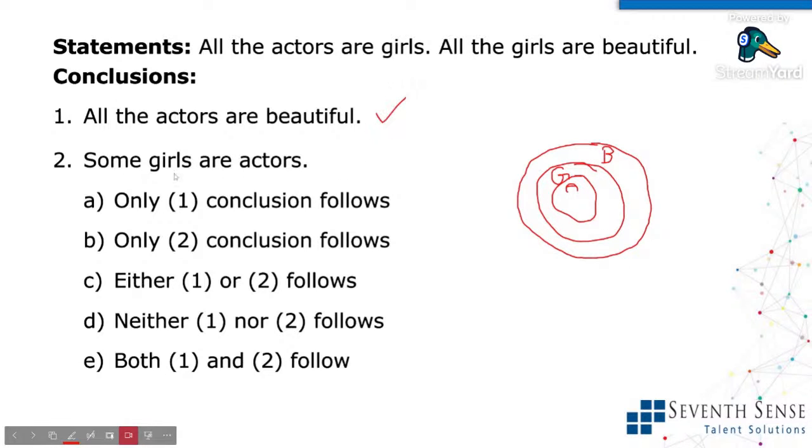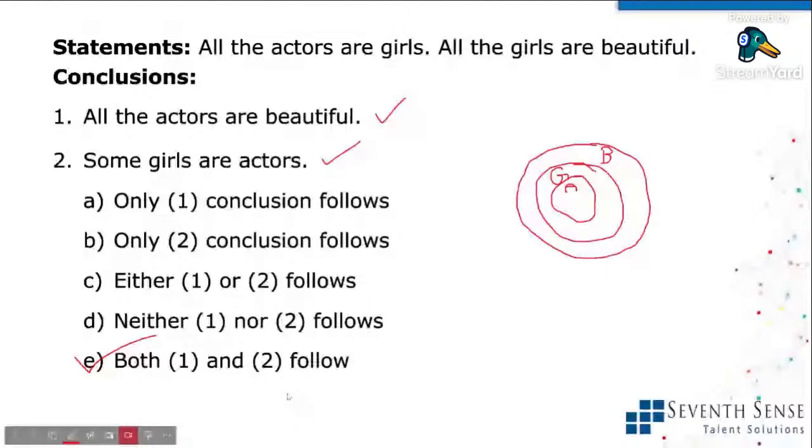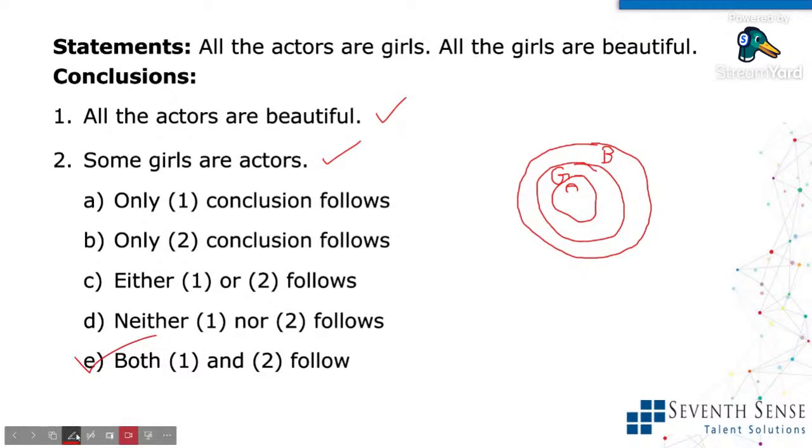You can tell that all the actors are beautiful. So yes, some girls are actors. You can also tell that some girls are actors because, same thing again, you have some girls over here who are not actors also, and you have only some girls who are actors also. So again, both of them are correct. So the correct answer is option E. Very good, guys. You got the hang of it.